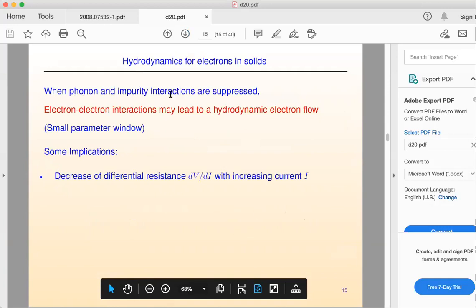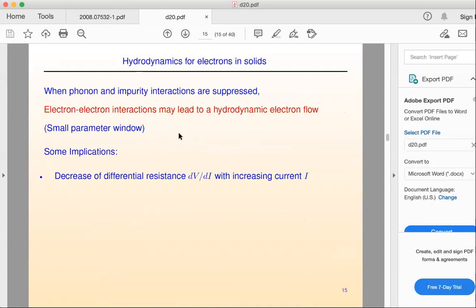As I just said, when phonon and impurity interactions are suppressed, then electron-electron interactions may lead to a hydrodynamic electron flow. However, there's only a small parameter window in realistic materials because it depends on density, temperature, and so on. And one particular implication is that once you have hydrodynamic behavior for electrons, then you observe a decrease of the differential resistance dV/dI with increasing current I.